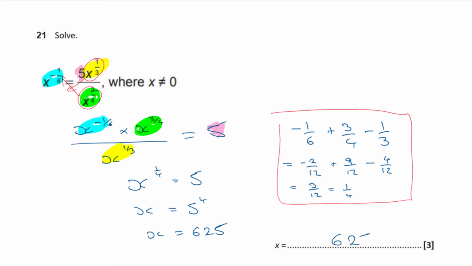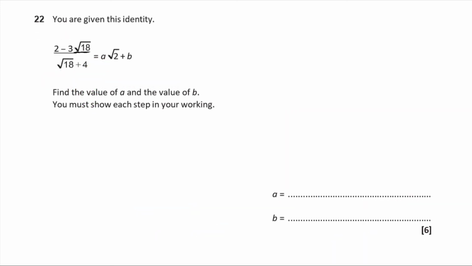That's my answer. Question 22. You're given this identity, (2 minus 3 root 18) over (root 18 plus 4) is equal to a root 2 plus b. Find the value of a and the value of b. You must show each step of your working. Okay, so you need to be clear and concise about what we're doing here.